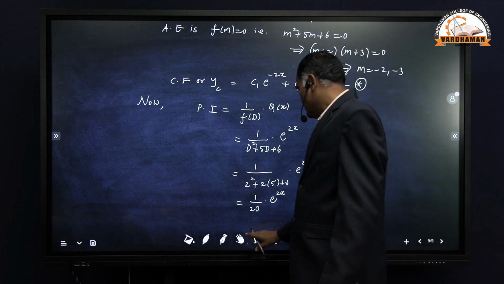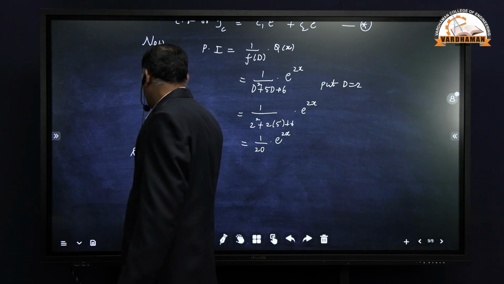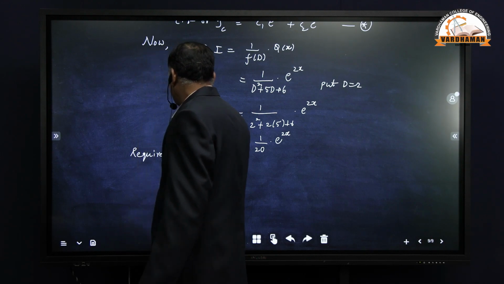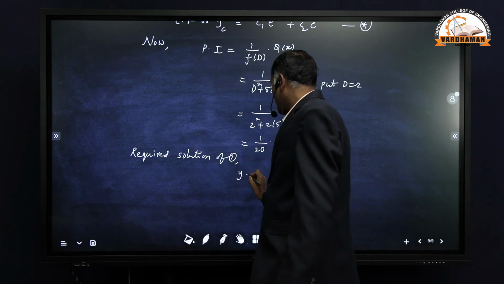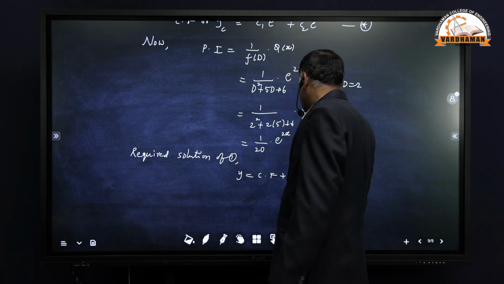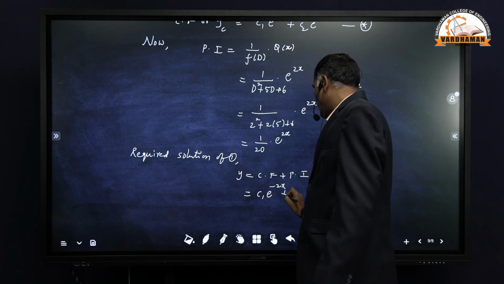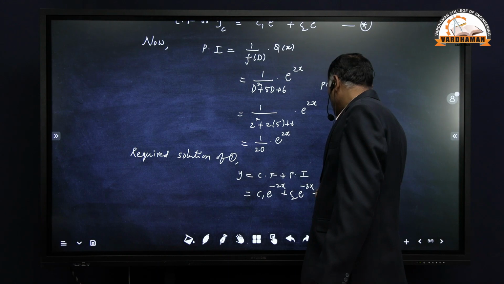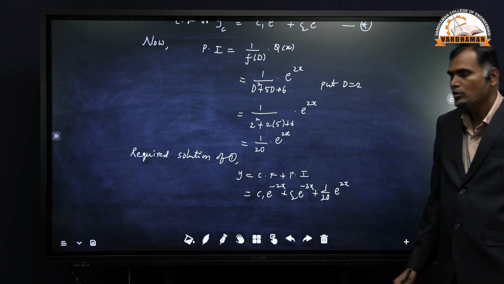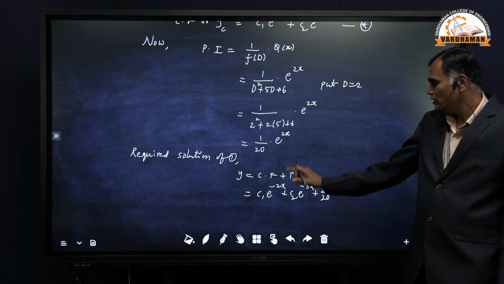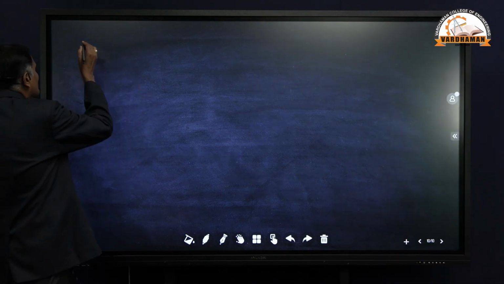Now finally the general solution is given by, the required solution is given by complementary function plus particular integral. So in this case this is the complementary function, and this gives the particular integral, where C1 and C2 are arbitrary constants. Now this is a solution of the given problem. Let us discuss another. Okay, let us take the next problem.